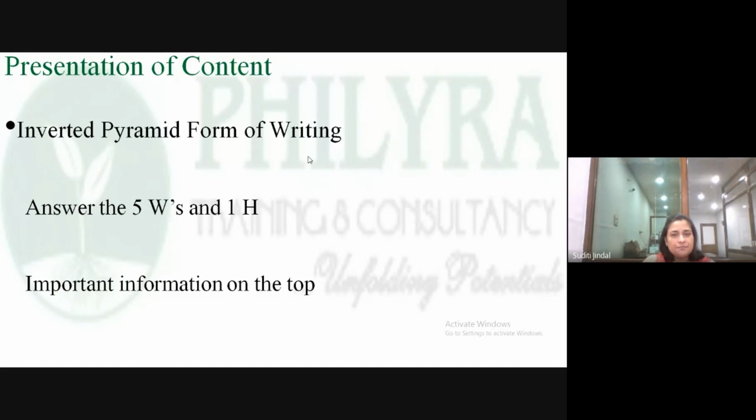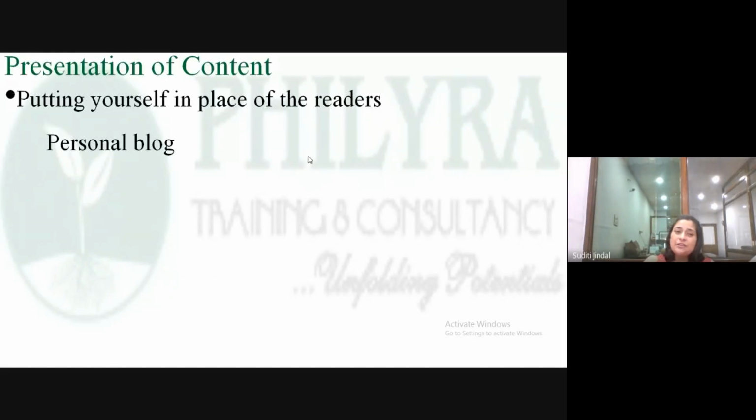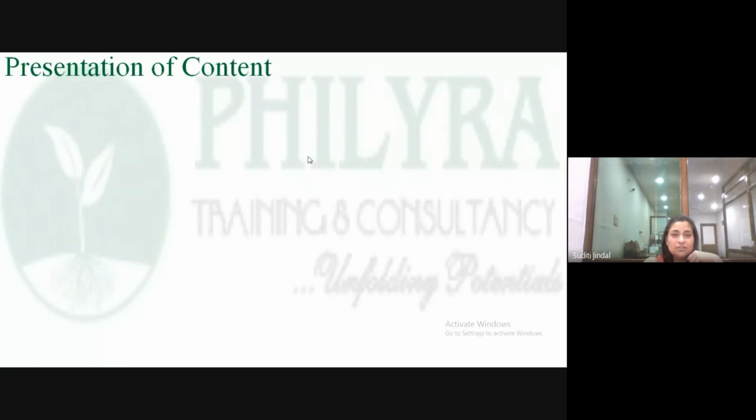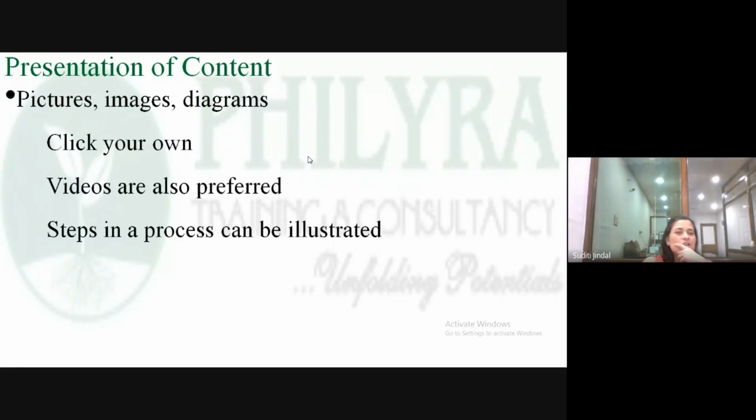So first thing is the inverted pyramid form of writing, which I've already explained to you in detail. 5 W's and 1 H, and all the information on the top. Next thing is putting yourself in the place of the readers. So once I talk about the two-way communication process, I need to engage with their comments also and further discussion. Pictures, images, diagrams, you can get your own pictures.